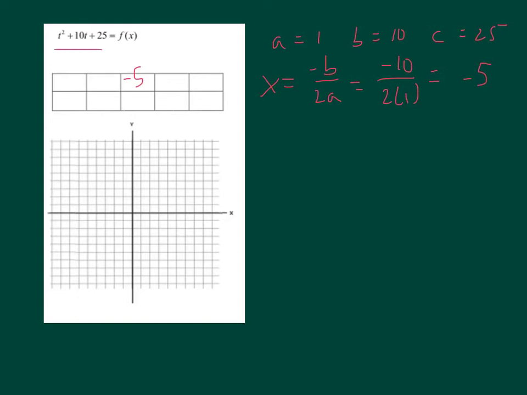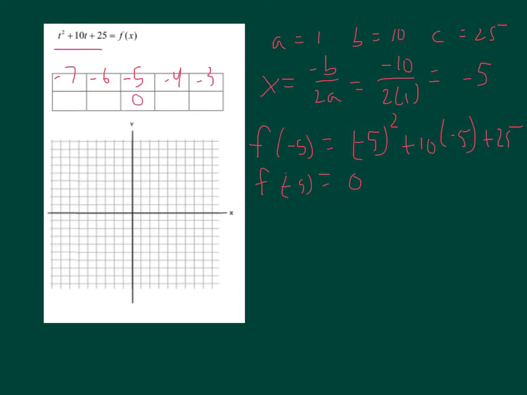Now, since there are no ugly fractions over here, I'm just going to say count by 1 unit: negative 5, negative 4, negative 3 on that side, negative 6, negative 7 on this side. And I'm going to now start substituting in. The first one, f of negative 5 is equal to negative 5 squared plus 10 times negative 5 plus 25. And when you're done, you should get a value of 0. So f of negative 5 equals 0. So 0 goes here.